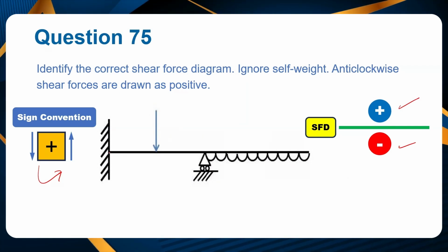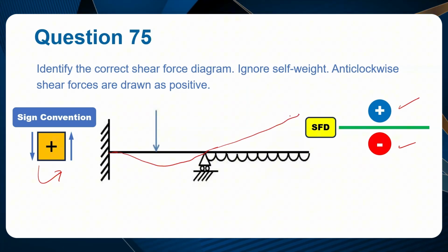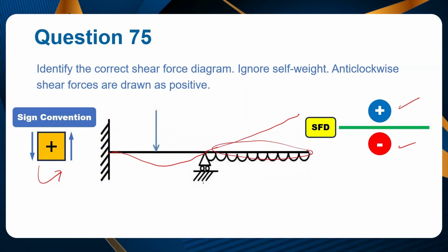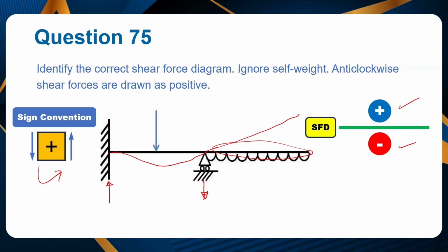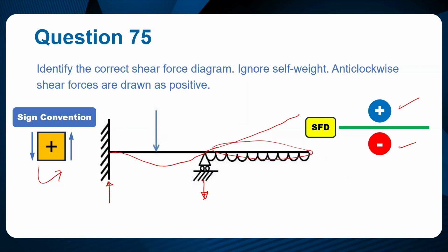If I draw the deflected shape, it will look like this. And immediately looking at it, because this force is pushing the beam up, that's the reason that this reaction should be downwards and this reaction should be upwards. And that will really determine how we can plot the shear force diagram for this beam.